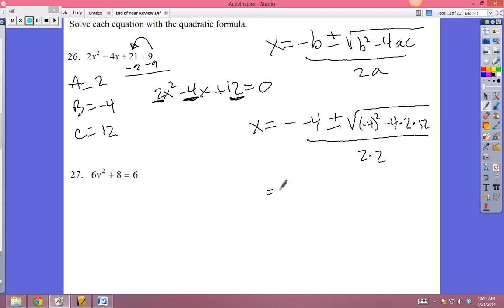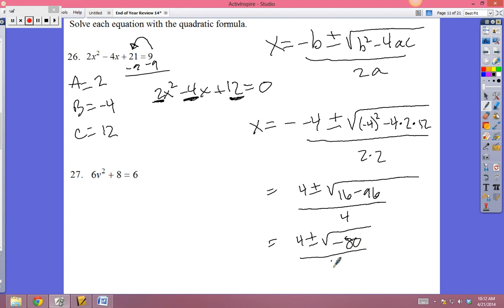So now you just start cleaning it up. A minus minus 4, this needs to be a plus 4. And then in your square root, a negative 4 squared is a negative 4 times negative 4, that's positive 16. But now in your calculator, you can do a negative 4 times 2 times 12, and this should be a negative 96, all over 4. So now 16 minus 96, so your next step, we've got 4 plus or minus the square root of a negative 80 all over 4.